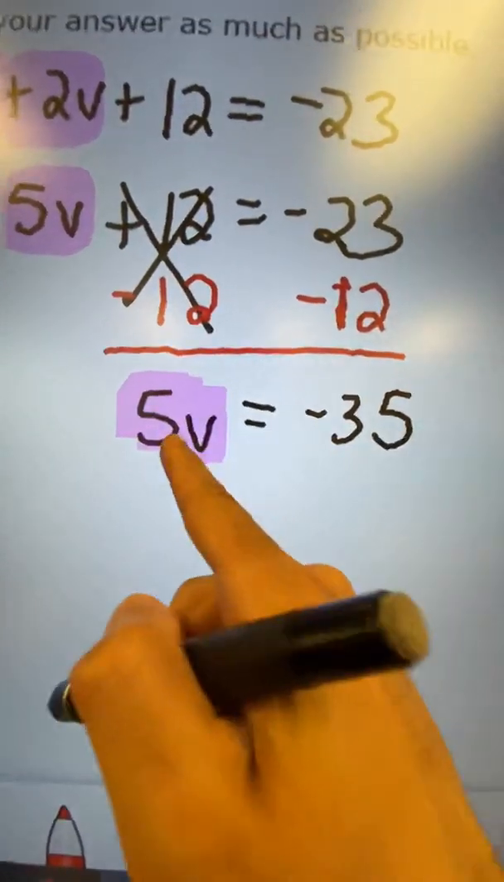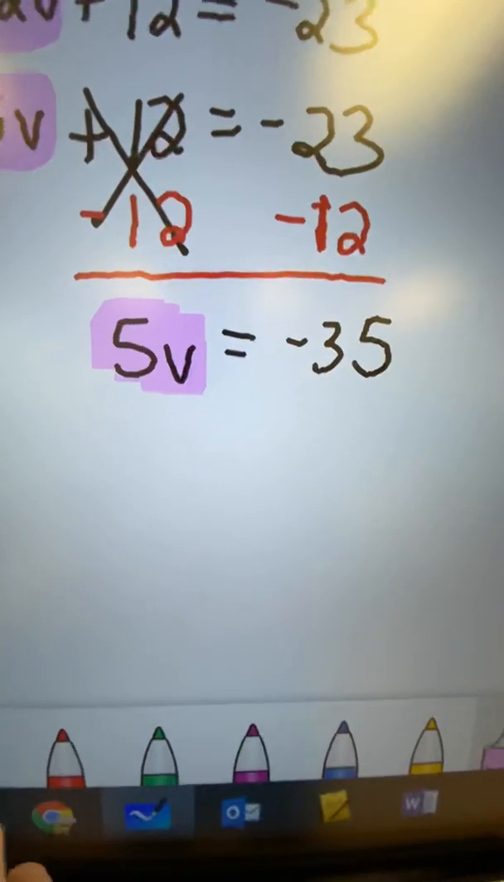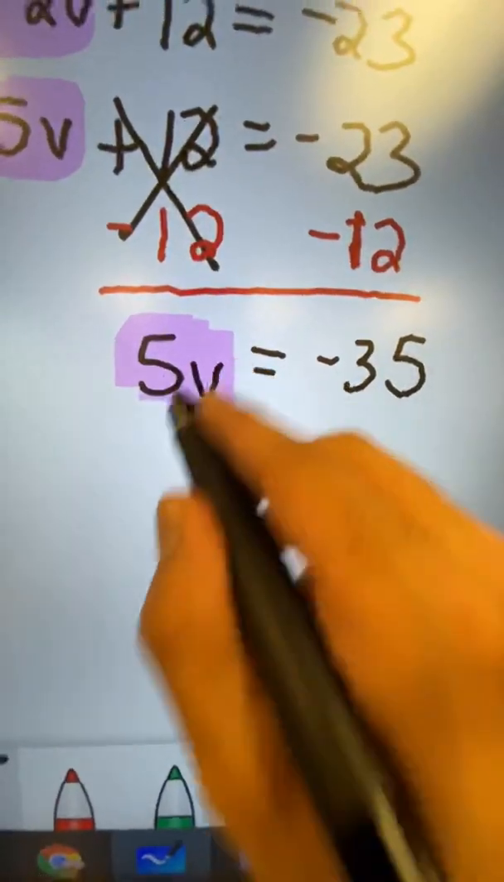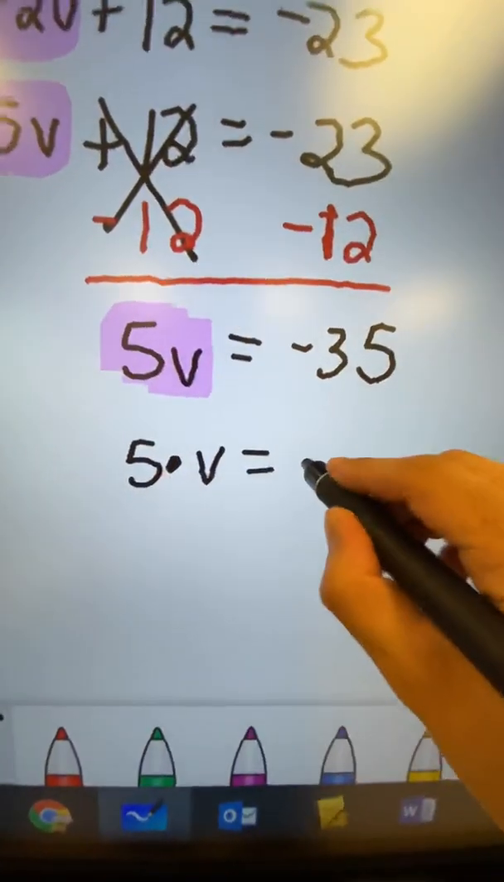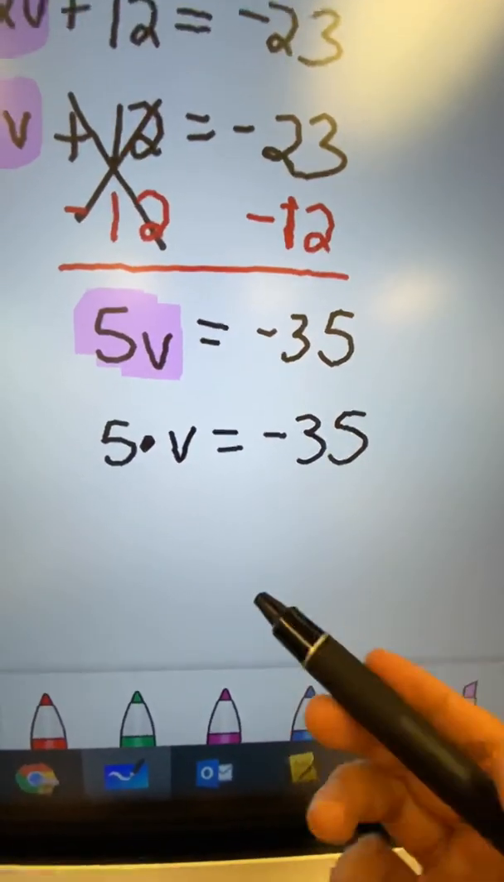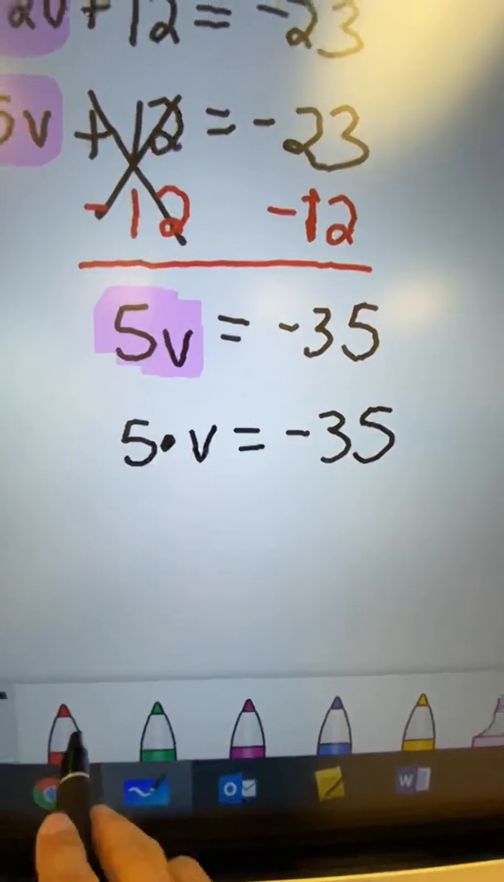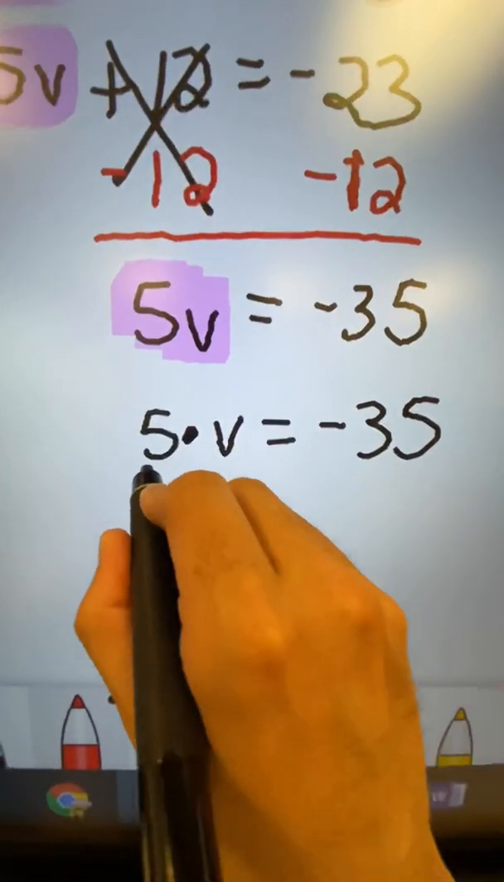We're solving for v, but we don't want 5v. We want the value of 1v. So keep in mind, 5v means 5 times v. They mean the same thing. We just don't write the multiplication sign. And to solve this, you just ask, okay, what's the opposite of multiplying by 5? Opposite of multiplying by 5 is to divide by 5.